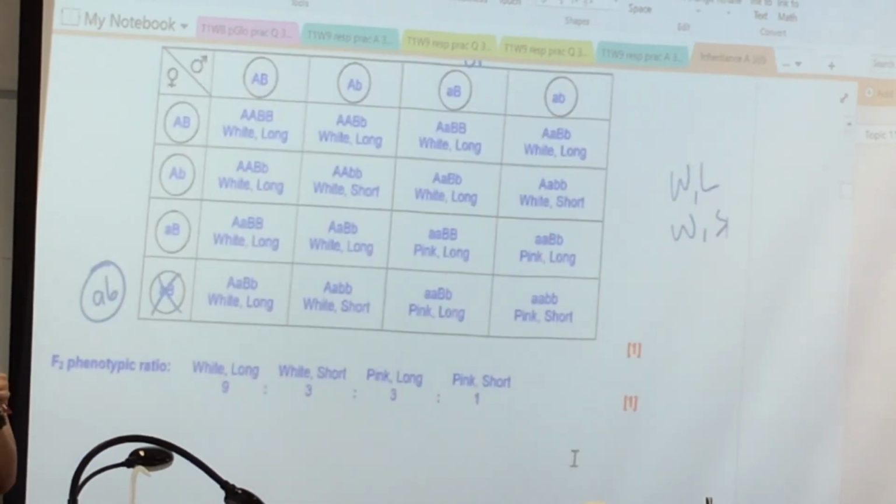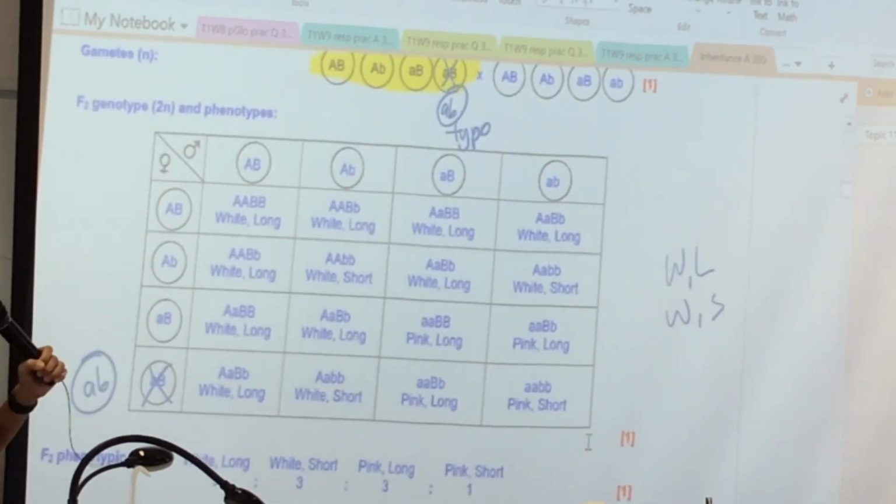Alright, so can you please note all the marks? 1 mark for the gametes, 1 mark for the Punnett square which shows genotype and phenotype, 1 mark for the phenotypic ratio at the end.